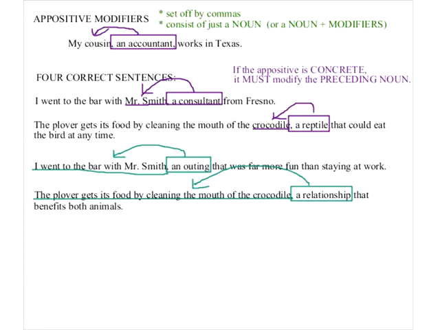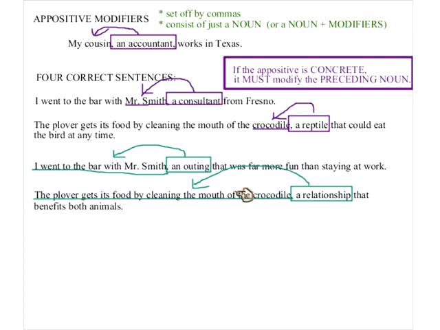No, that's definitely not what's going on down there with those other appositives, because those are not modifying the preceding noun. So an outing definitely is not talking about Mr. Smith, and a relationship is definitely not talking about a crocodile. The outing is, I went to the bar with Mr. Smith. That's the outing. The relationship is the fact that the plover gets its food like this, and the crocodile gets its mouth clean. It's all of this stuff.